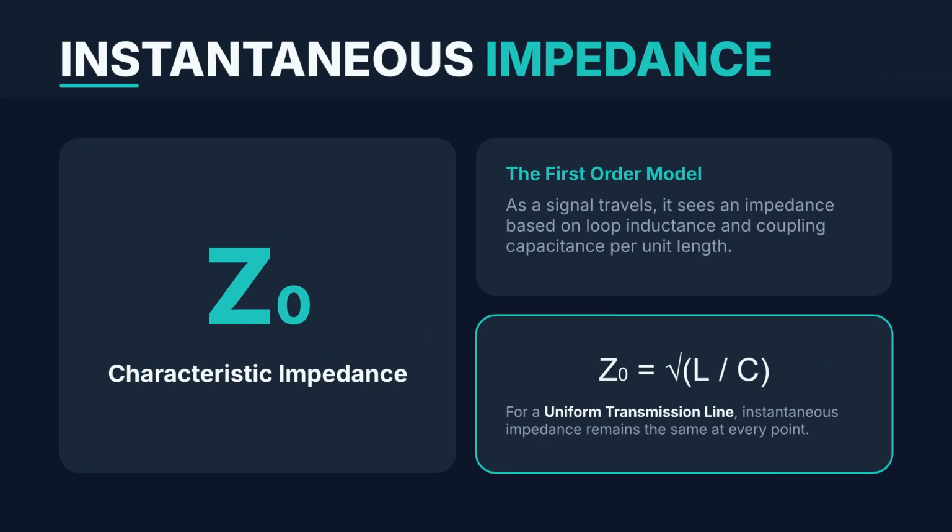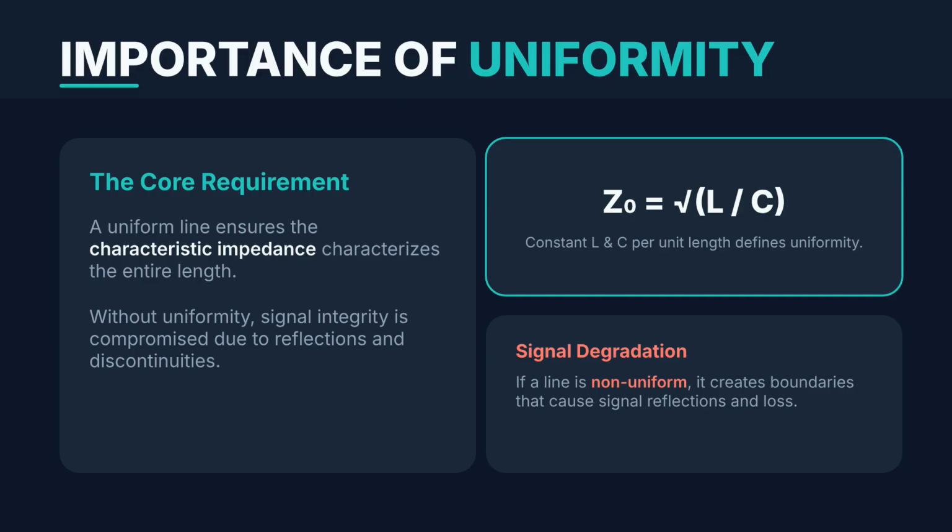Characteristic impedance, Z0, is the instantaneous impedance a signal sees as it travels. For a uniform transmission line, this impedance remains constant and is determined by the square root of L over C. Uniformity is key. A uniform line ensures the characteristic impedance applies across the entire length. Non-uniformity leads to signal reflections and discontinuities, compromising signal integrity.